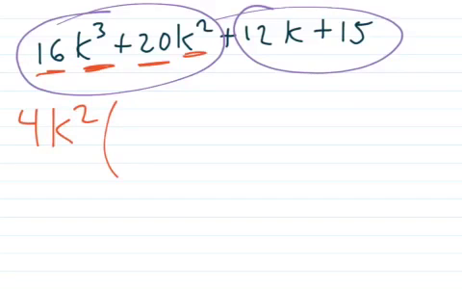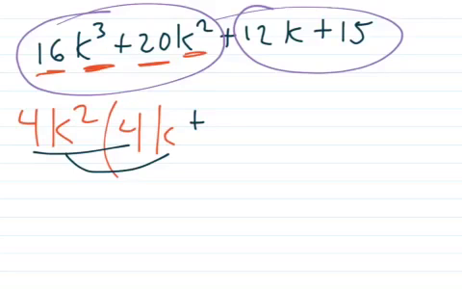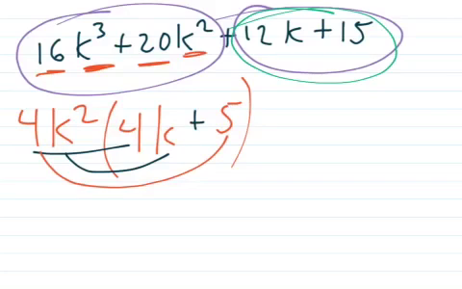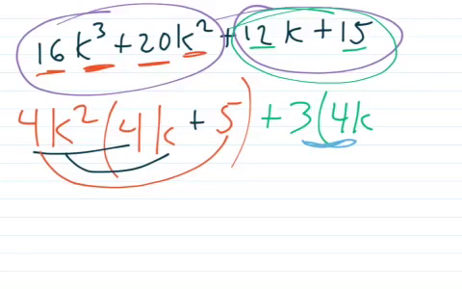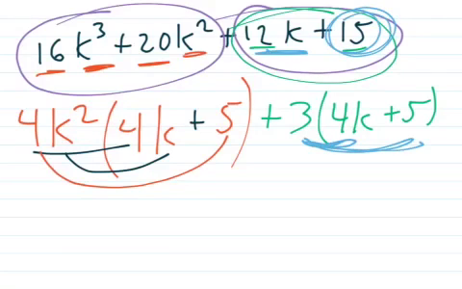So let's see what I get now. I get 4, because 4 times 4 is 16. I have k, because k times k squared is k cubed, plus I need a 5, because 5 times 4 is 20, and I already have the k squared, so that's that. Let's look at the second group right here. I have a plus, and 12 and 15 have a GCF of 3, right? So let's see what we end up with here. We end up with 4k, because 3 times 4k is 12k. And then we end up with a plus 5, because 3 times 5 is this 15 right here.